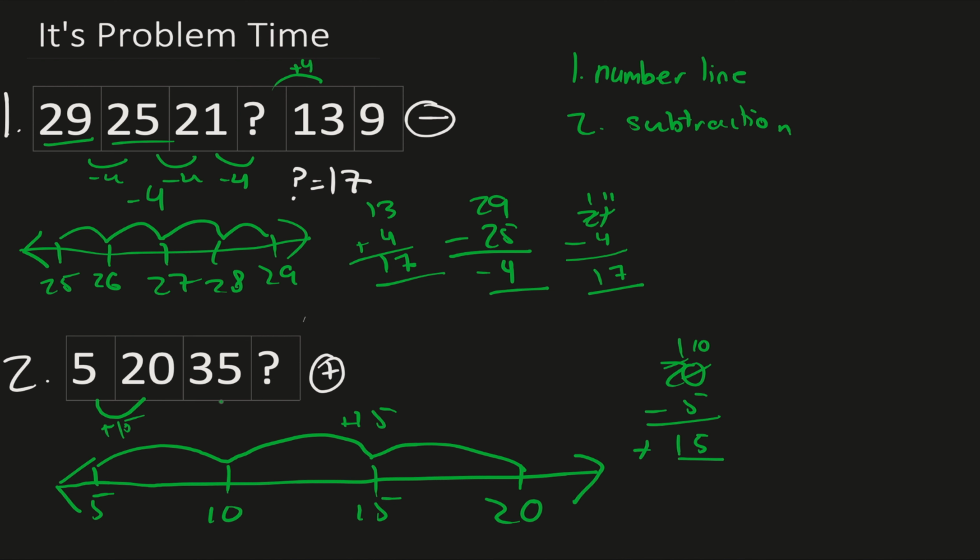To get to the question mark, we have to do 35 plus 15. So let's do that. 35 plus 15 equals what? We have 0, 1, regroup, 4, 5. 50. So if we got 50 there, that means that the question mark here equals 50.